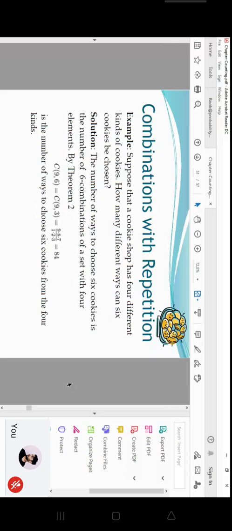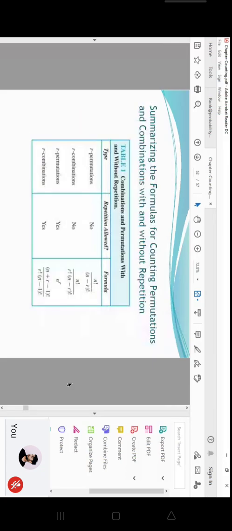Now I'm just keeping this because we're having problems. These are the 4 formulas we have to use, depending on whether we have repetition or not. The first 2 formulas are without repetition, and the next 2 formulas, as we have seen, are permutation with repetition and combination with repetition. Fine.